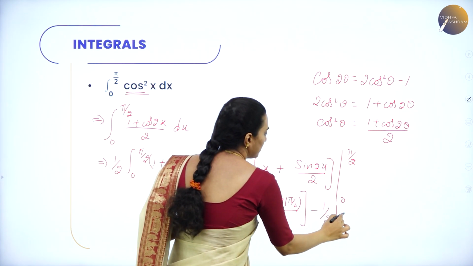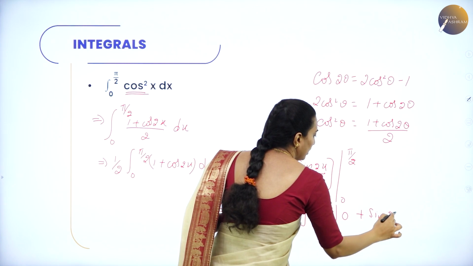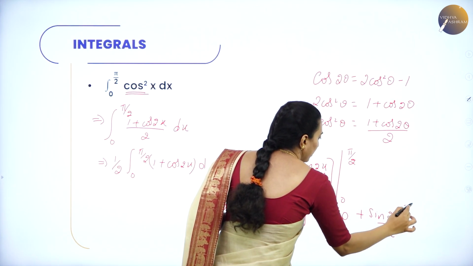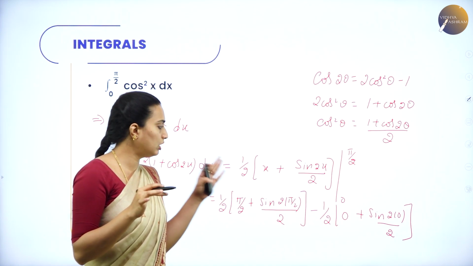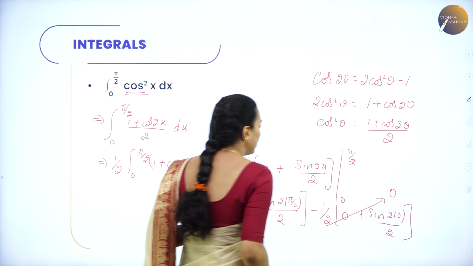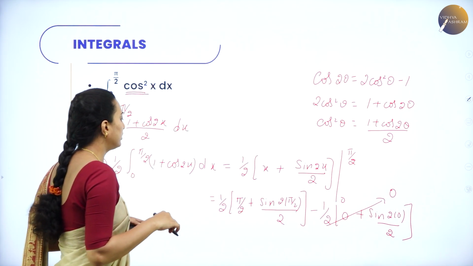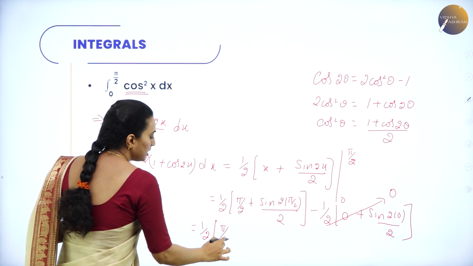Now x is nothing but 0, so here plus sin(2 into 0) divided by 2. Now dear students, here 0 plus sin 0 is nothing but 0, and 0 by 2 is 0 itself. The whole term will become 0 here. So the final answer will be 1 by 2 into pi by 2 as it is, and I am writing it.